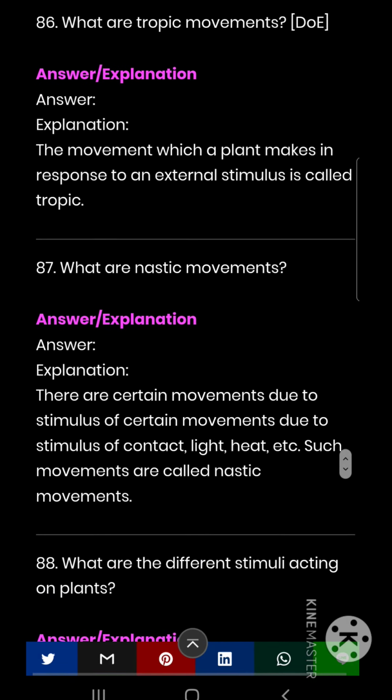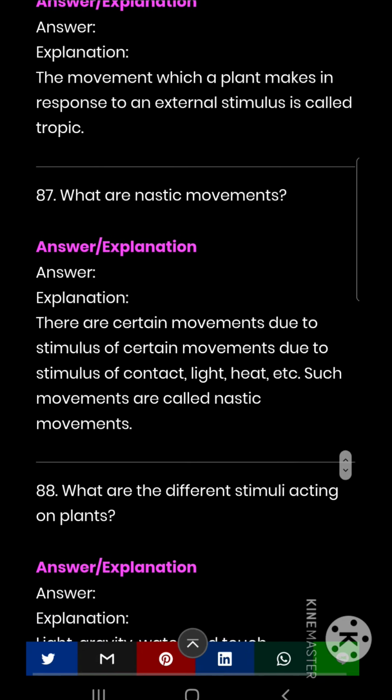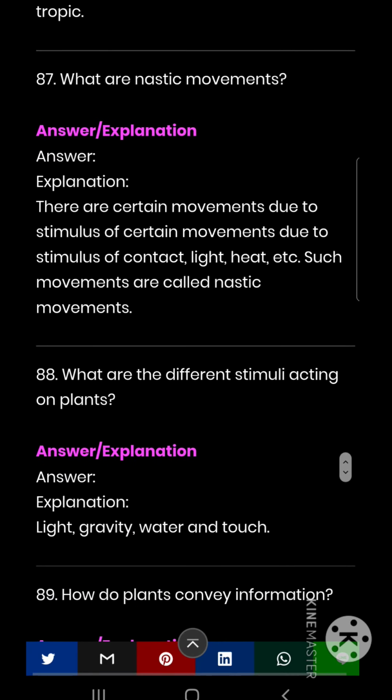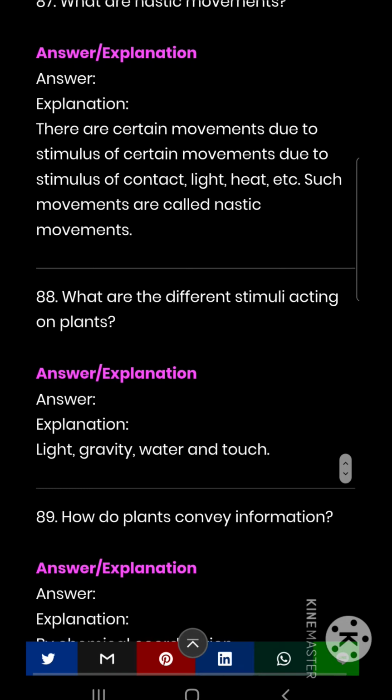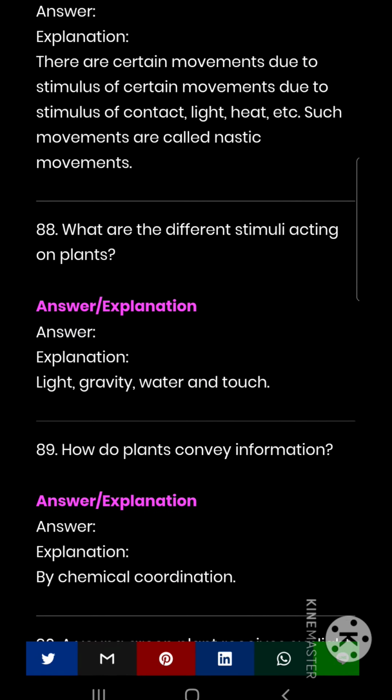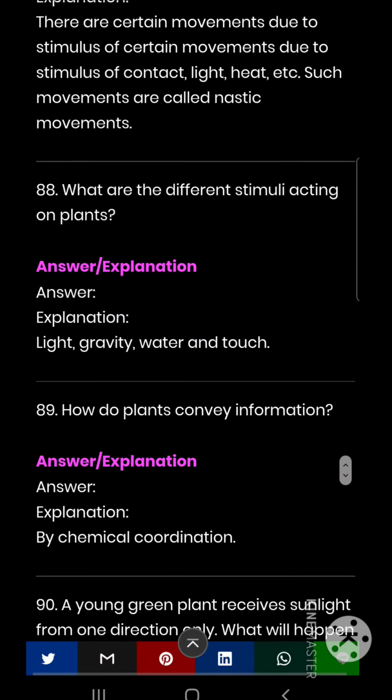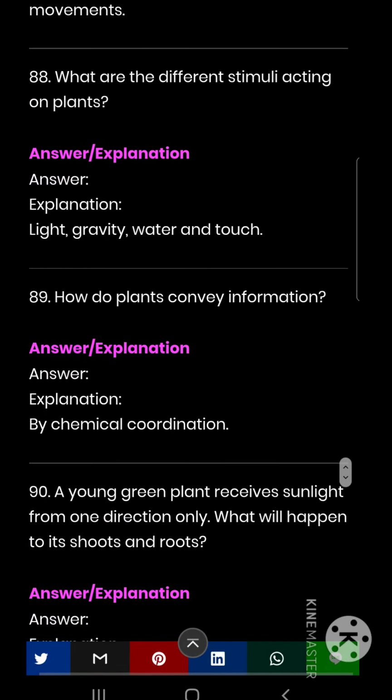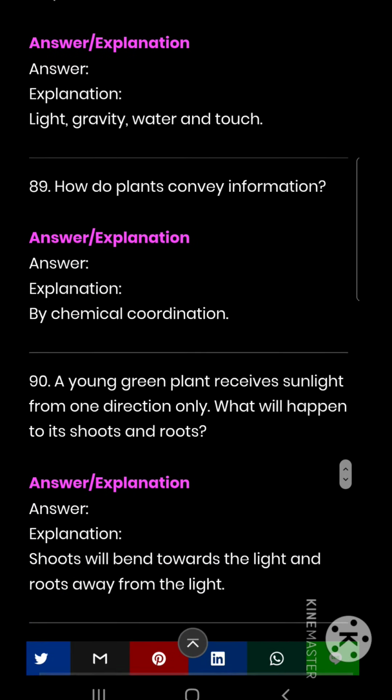The movement which a plant makes in response to an external stimulus is called tropic movement. What are nastic movements? There are certain movements due to stimulus of contact, light, heat. Such movements are called nastic movements. What are the different stimuli acting on plant? Light, gravity, water and touch.